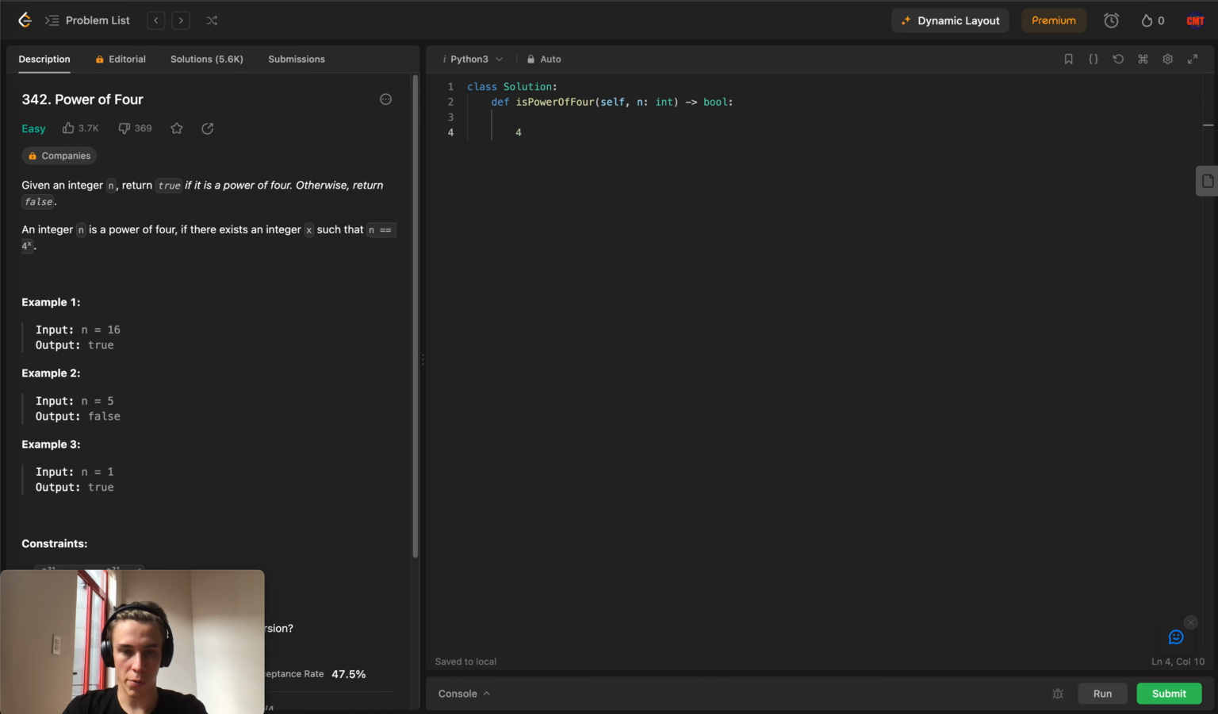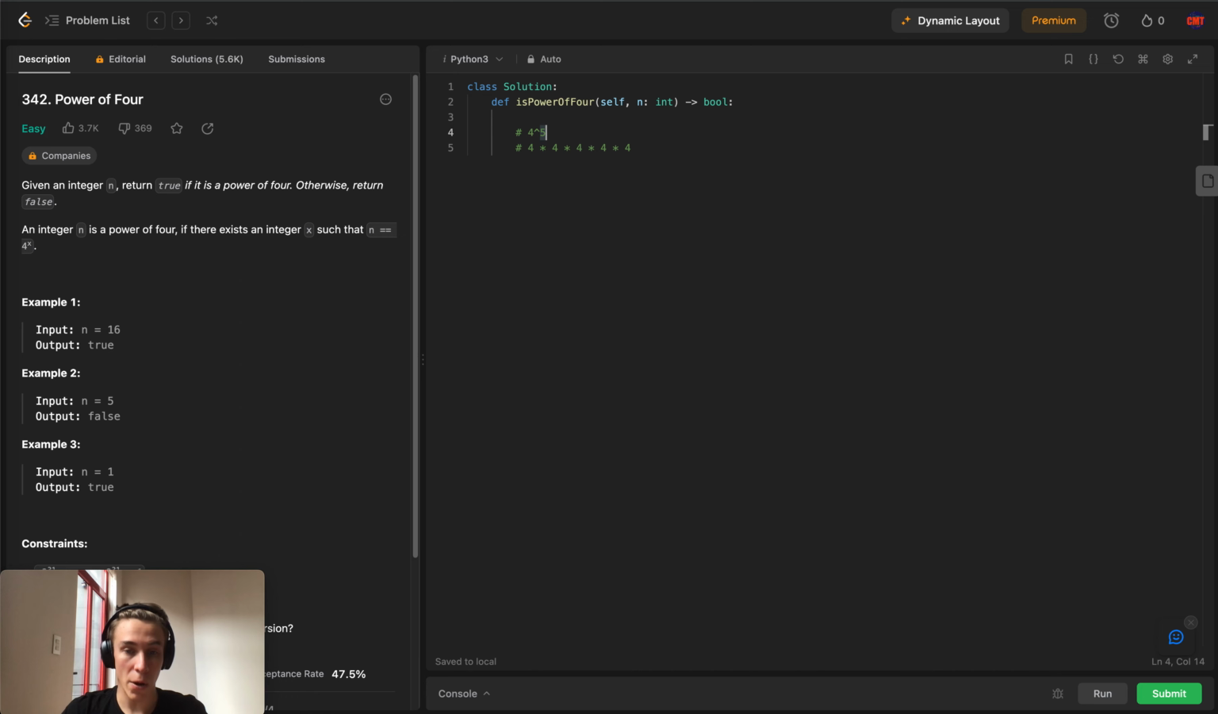Just as a reminder, what does 4 to the power of, let's say, 5 mean? That just means 4 times 4 times 4 times 4 times 4, 5 times.